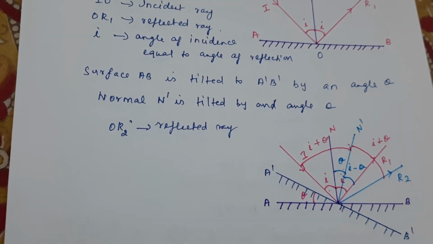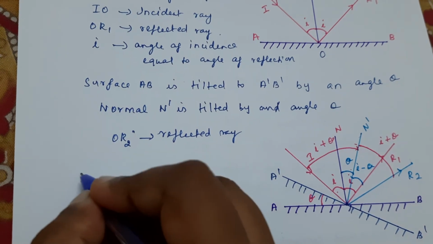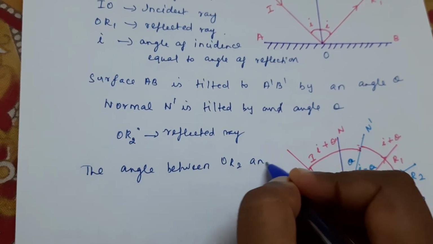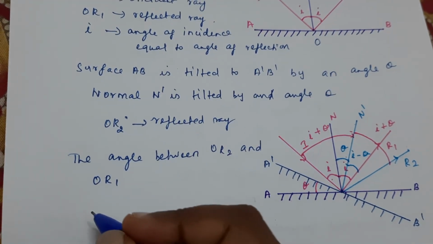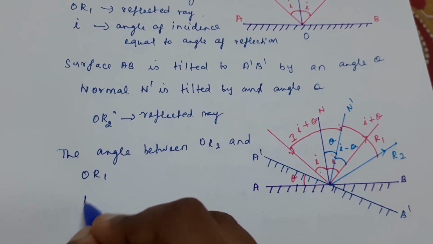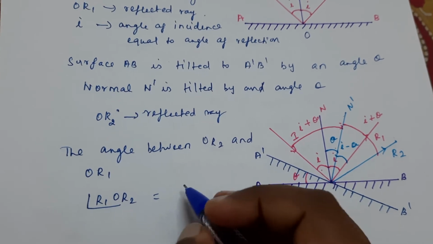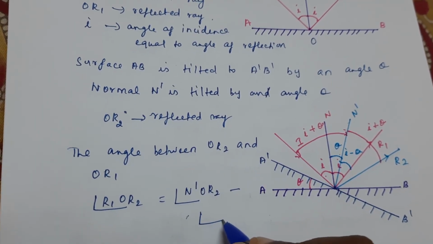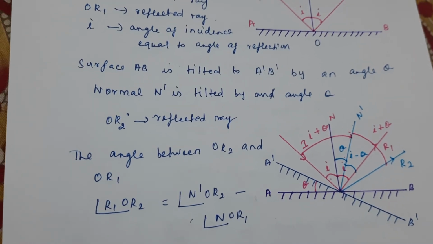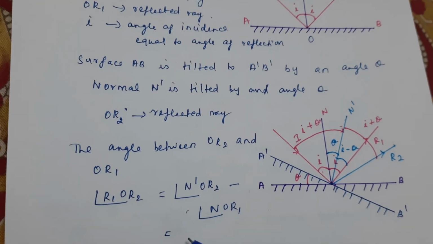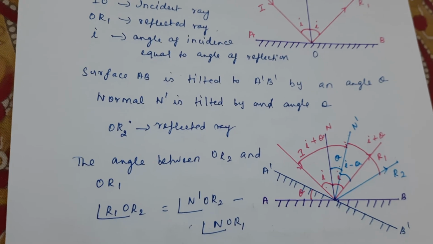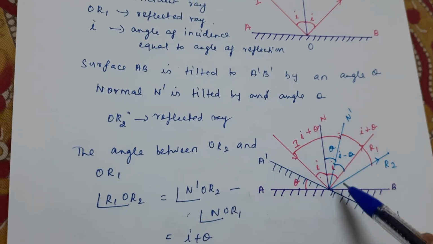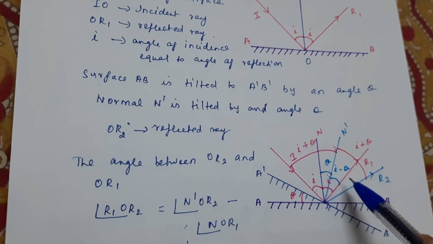So, now we can write, finding the angle between OR2 and OR1. OR2 and OR1. So that is angle R1OR2. Angle R1OR2 is angle N dash OR2 minus angle NOR1. Okay? Now here, what is N dash OR2? That is what? I plus theta. Okay? What is NOR1? That is I minus theta.